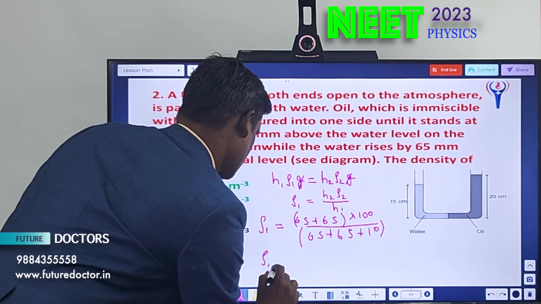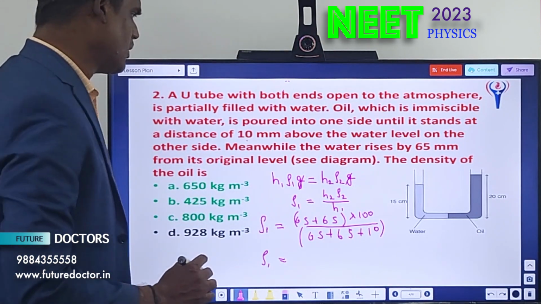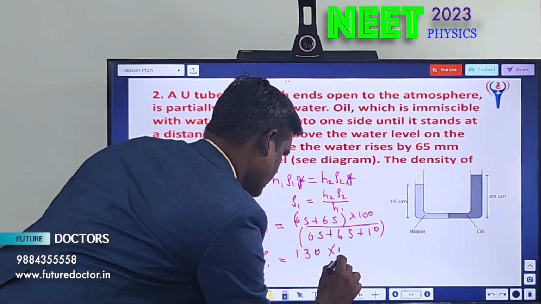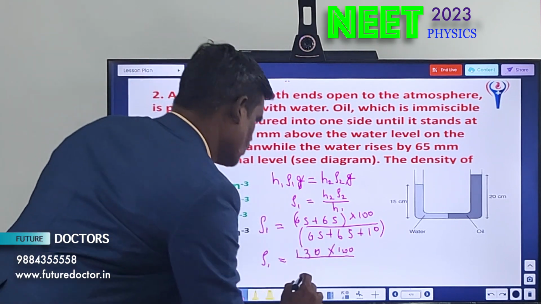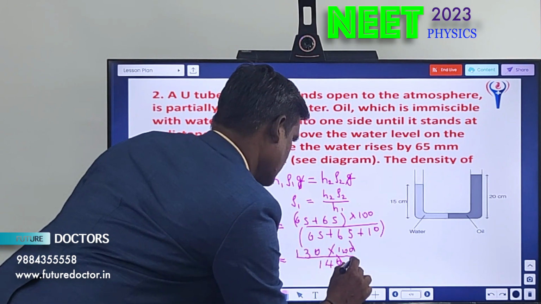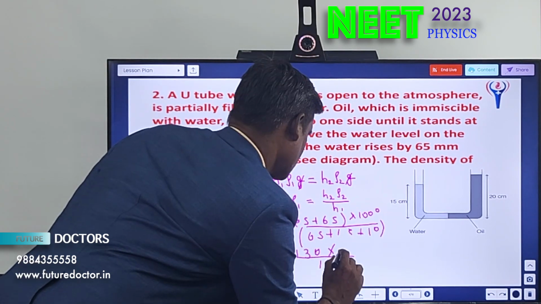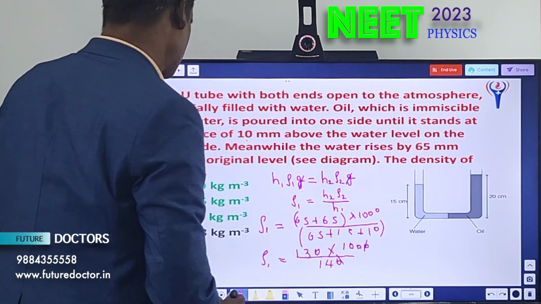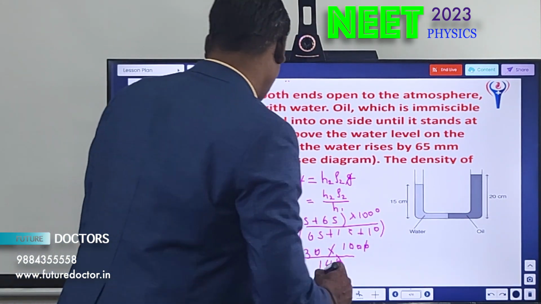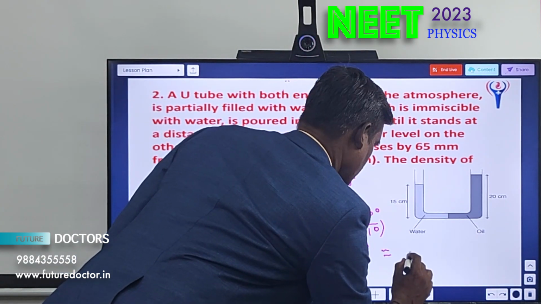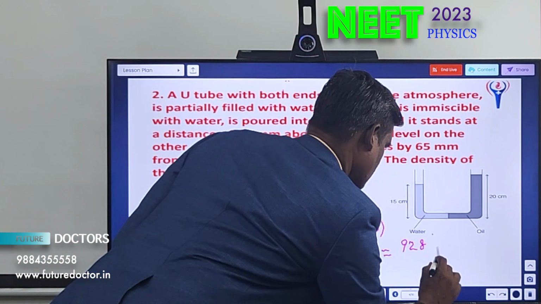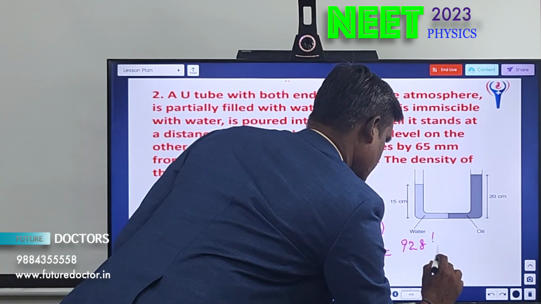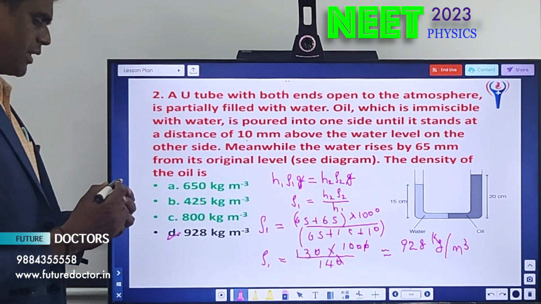Then rho 1 equal to 65 plus 65, 130, into 1000, divided by 130 plus 10, 140. Then this 0 getting cancelled. So 130 into 1000, here this 0 getting cancelled. Then 130 by 14 will be 9.28. 9.28 into 100 is equal to 928 kilogram per meter cube. So option D. Option D is the correct answer.